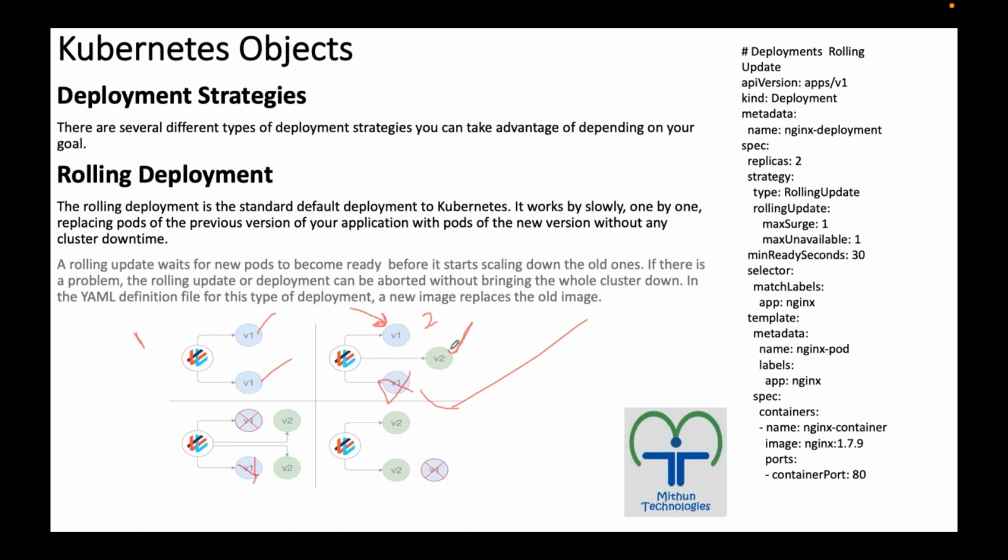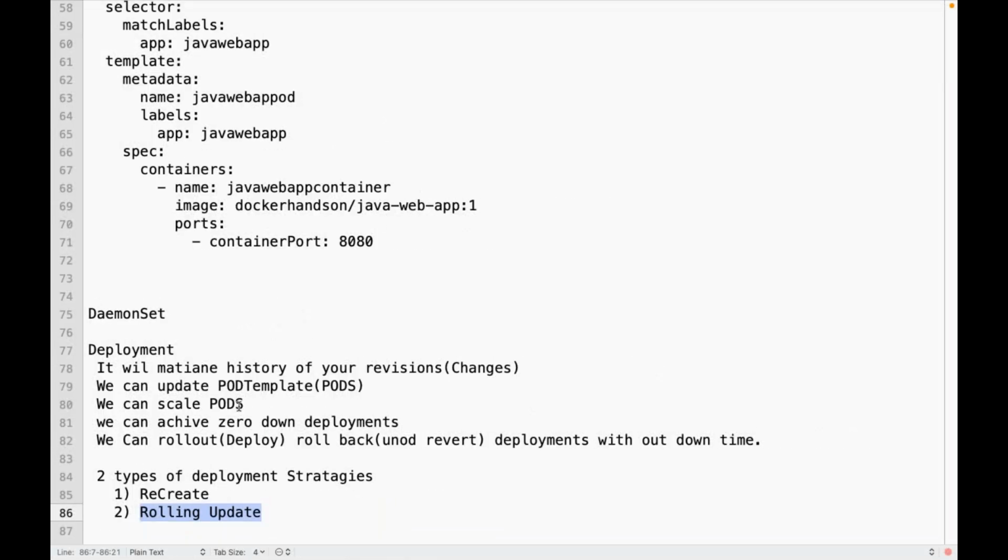But if this becomes successful, then it is going to spin up one more pod and remove the previous old pod. Yes. So this way, can I achieve zero downtime deployments using Rolling Updates as my deployment strategy? Yes.